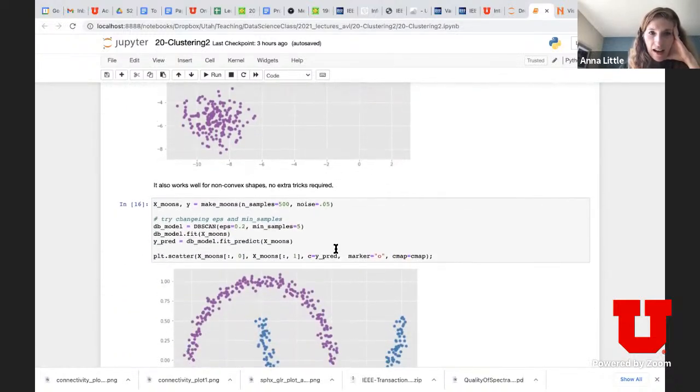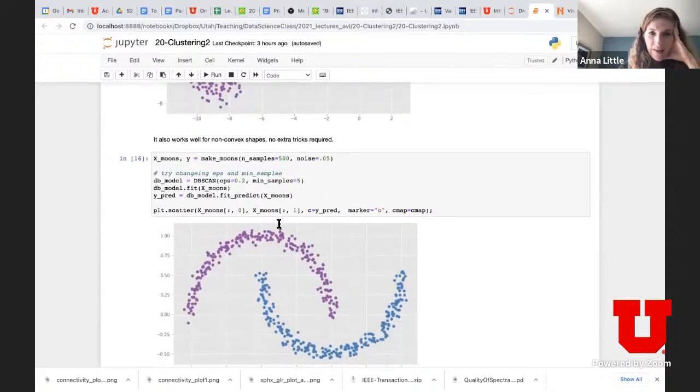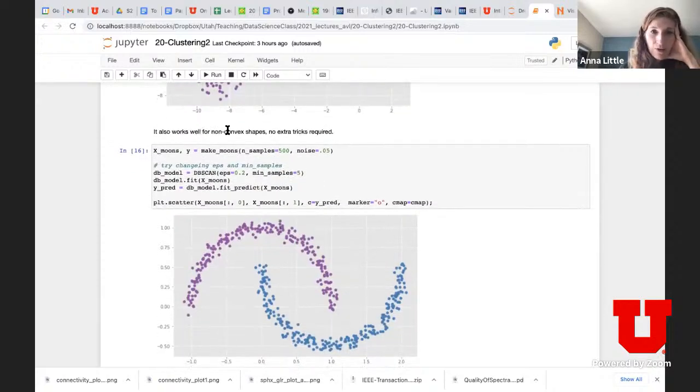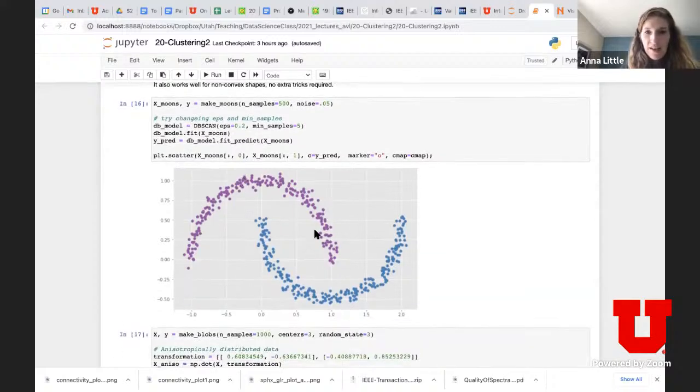Okay. And as I mentioned before, it works very well for non-convex shapes. We don't have to add in the connectivity constraint explicitly like we did for some of the agglomerative or hierarchical clustering methods. If we do DBSCAN on the moons, we see again that this works very nicely.